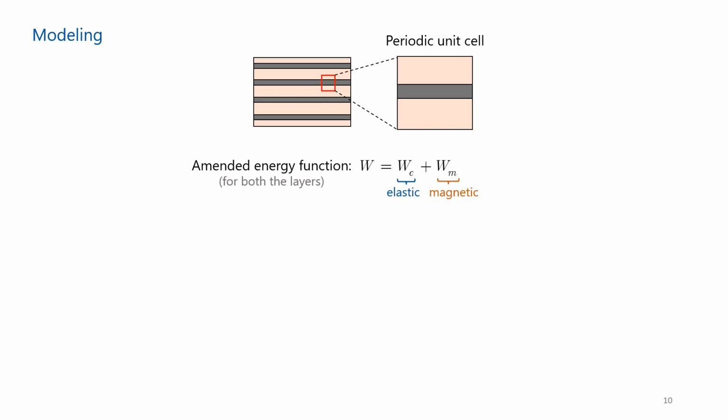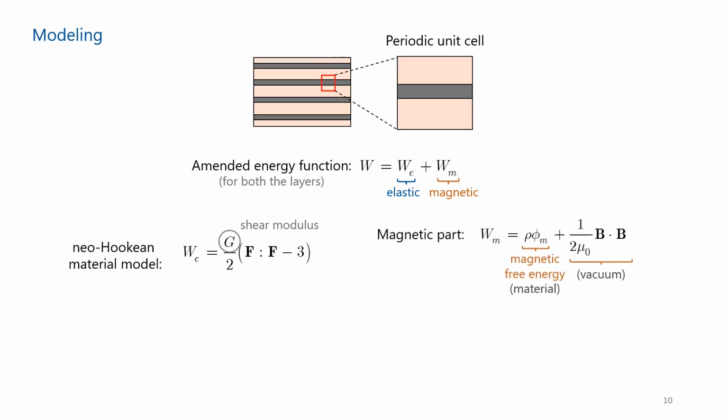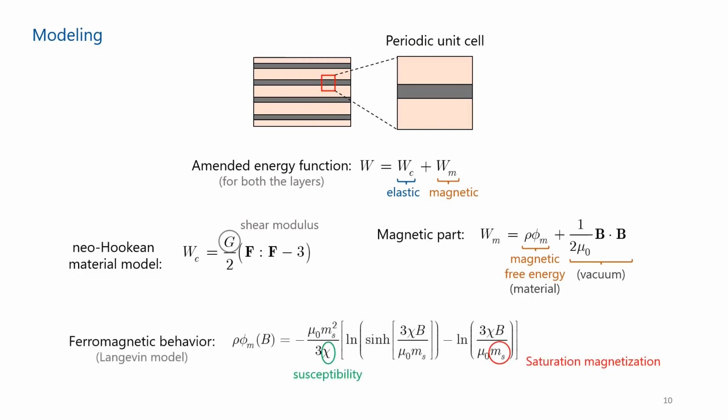The constitutive behavior of both the phases is defined using an energy function that is a sum of elastic and magnetic parts. We consider the elastic part to be defined by the neo-Hookean hyperelastic model, and the magnetic part consists of magnetic free energy of material and the second term, which is basically the magnetic energy in vacuum. Since here we are modeling the ferromagnetic behavior, we chose the Langevin model to define the magnetic free energy that can capture the saturation effects at higher magnetic fields. This model has two parameters, susceptibility and the saturation magnetization.